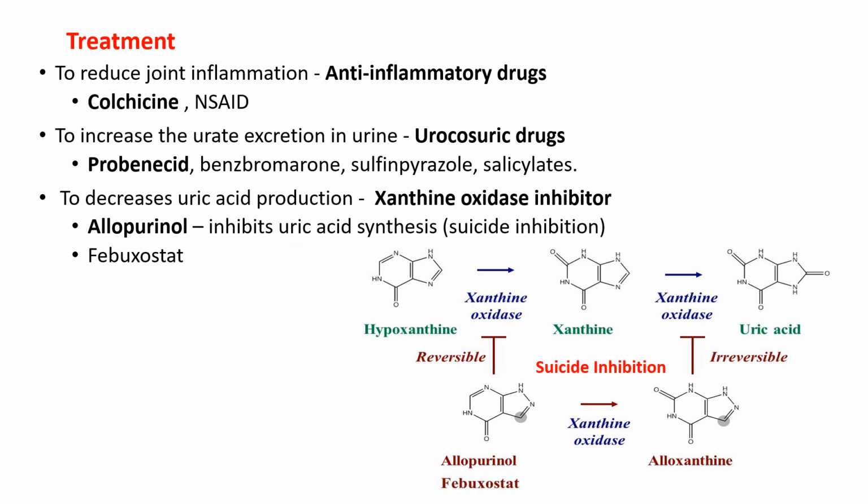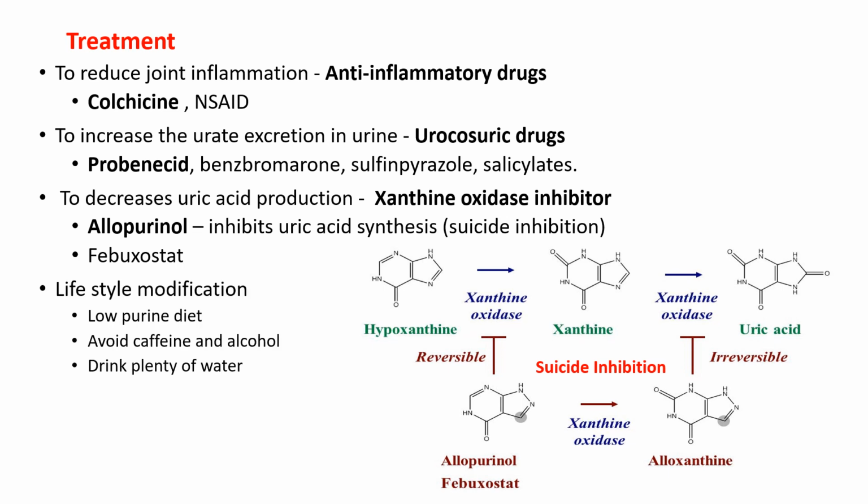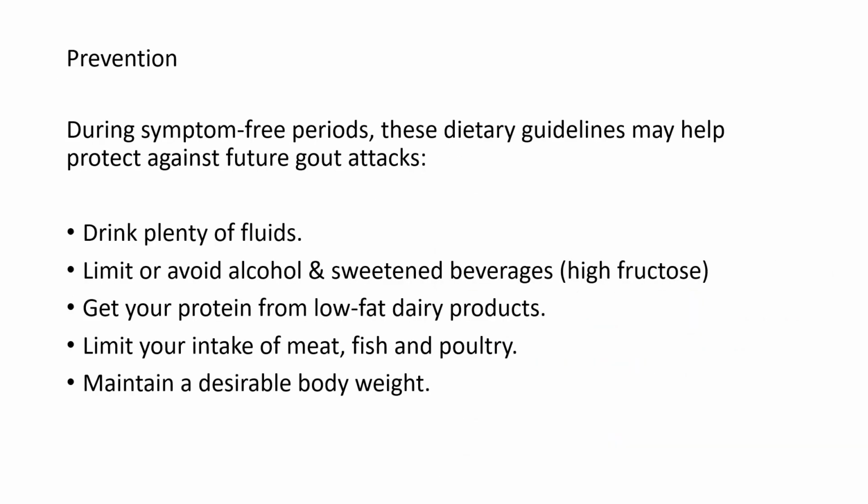Apart from this, other protocols like use of low protein diet, avoiding alcohol and caffeine, drinking a lot of water can also be used during the treatment of gout. We all know that prevention is better than cure. So once a patient is diagnosed with gout, we can advise the patient with these dietary guidelines and some lifestyle modifications which may help him or her to protect against future gout attacks.